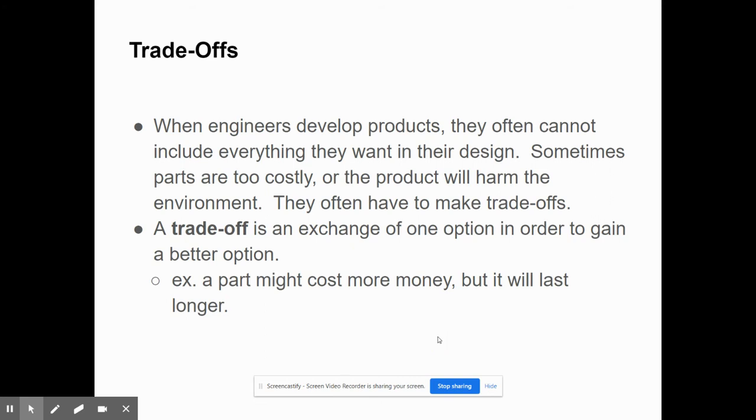When engineers develop products, they often cannot include everything they want in their design. Sometimes parts are too costly, or the product will harm the environment. They often have to make trade-offs. A trade-off is giving up one option in order to gain a better option. So an example, a part might cost more money, but it will last longer. Or like the power plant example, the power plant is going to give you electricity, but it's going to create noise and smoke.